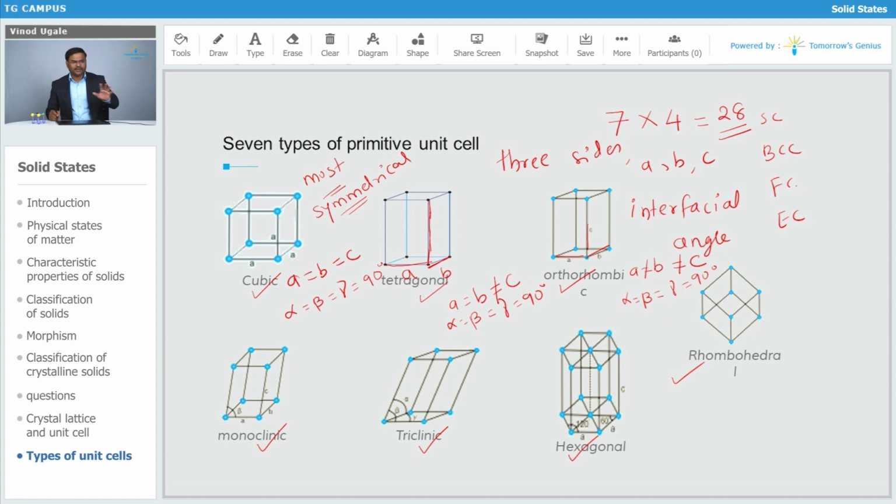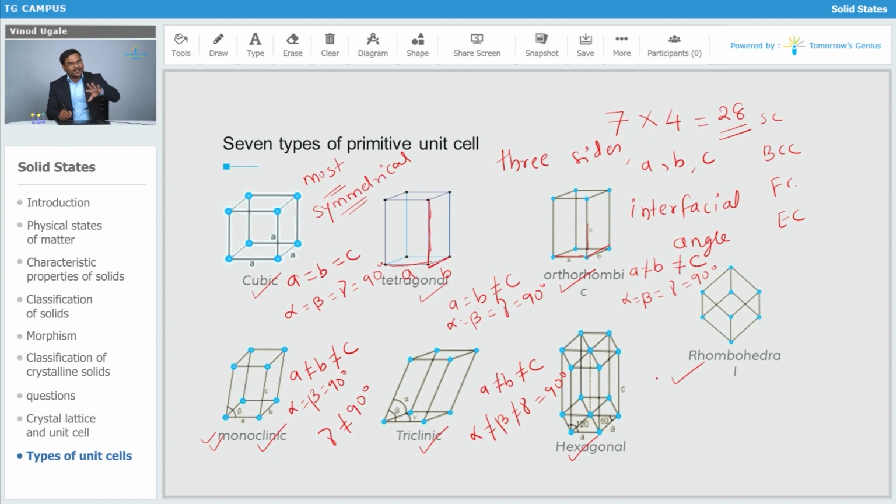Now let us go for the next one, that is monoclinic. You can see sides are not equal. A is not equal to B, not equal to C. Two angles are 90 degree. Let's say alpha and beta are 90 degree, but the other angle is not 90 degree. That is the case in monoclinic crystal structure. Now let us go for triclinic. Triclinic is a very special one, because in case of triclinic, all the sides are unequal and all the angles are not 90 degree. So it is exactly opposite to the cubic crystal system.